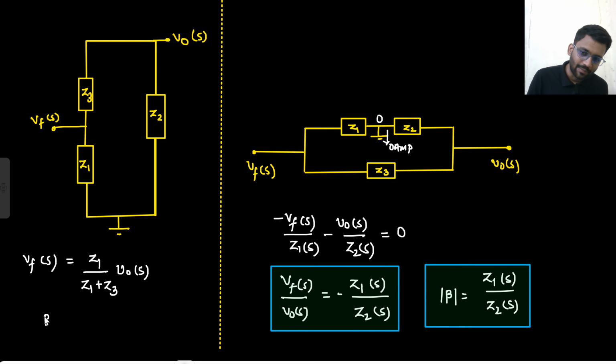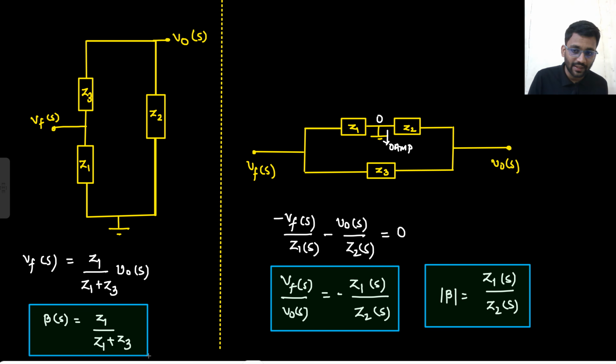VFS by V0, that would be beta S. So beta S would be here Z1 by Z3. So actually this is the actual beta. This is just a way to remember, okay? But you need to remember this one.